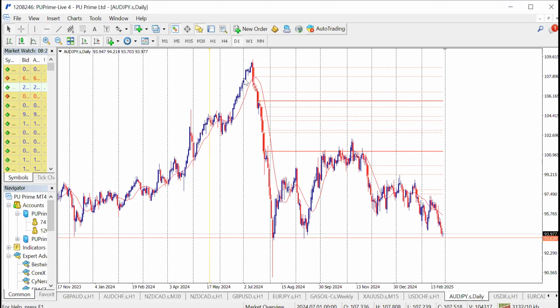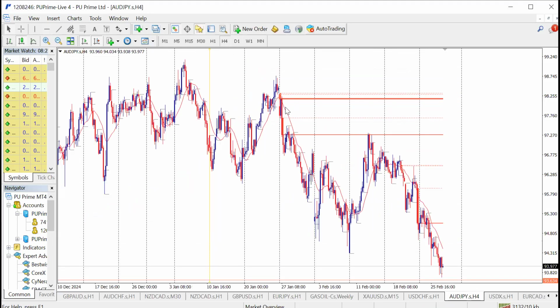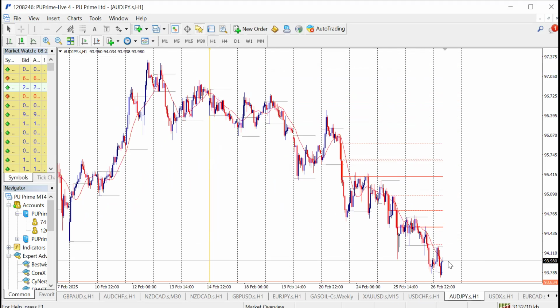Okay, so like you can see, AUDJPY is approaching that low. We have a rejection taking out this low. Let's see if the retracement will start, if we are going to buy.